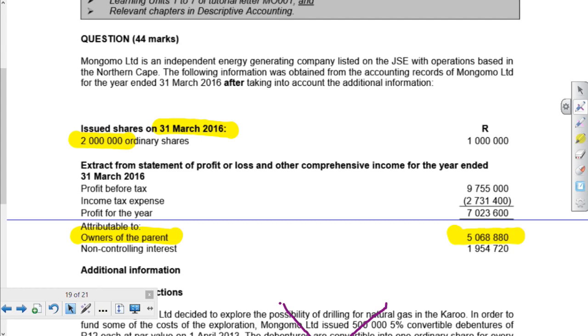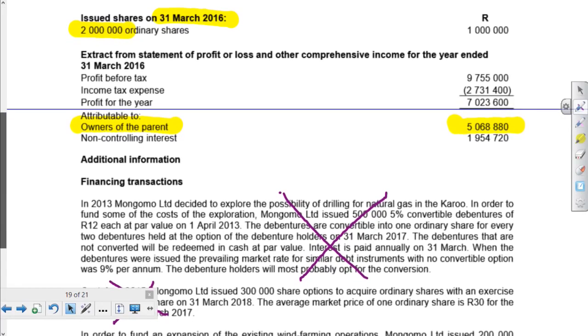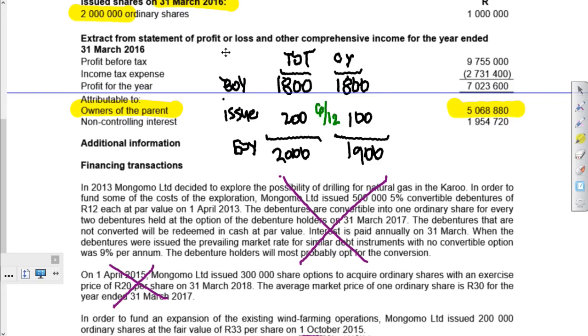Oh, you need to see it. Okay. Earnings per share. Okay, so far so good.